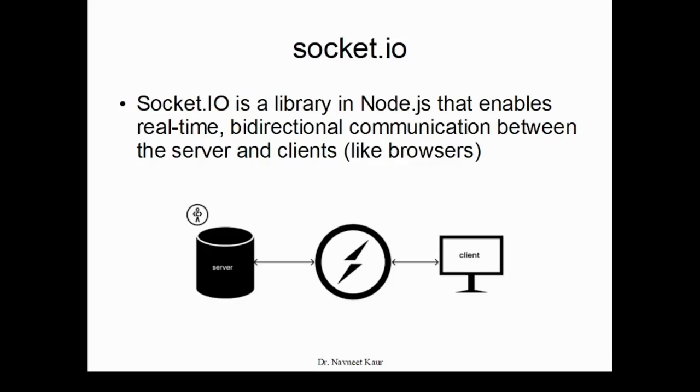The socket.io library in Node.js enables real-time bi-directional communication between the servers and the clients. This keeps a constant connection open, so both server and client can send messages to each other instantly. It's very commonly used for chat applications, live notifications, real-time dashboards, and multiplayer games.